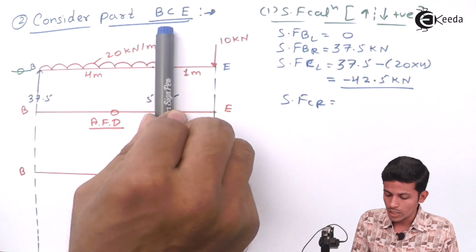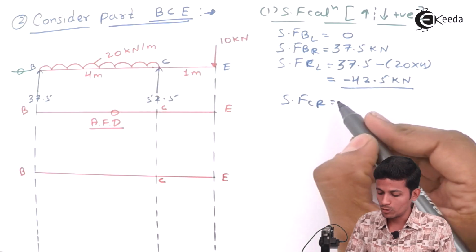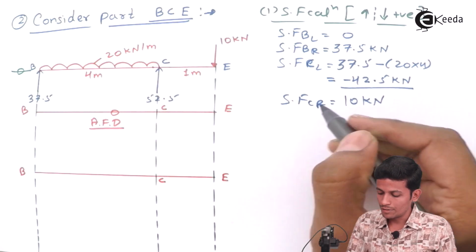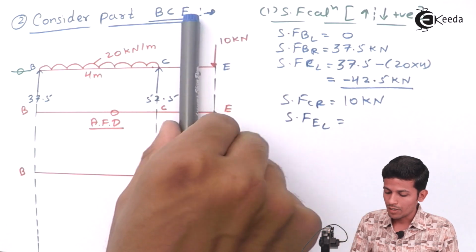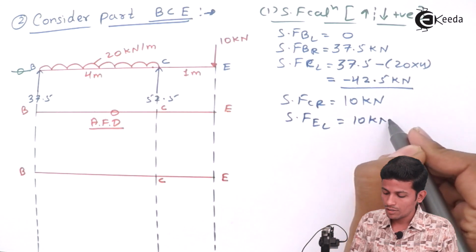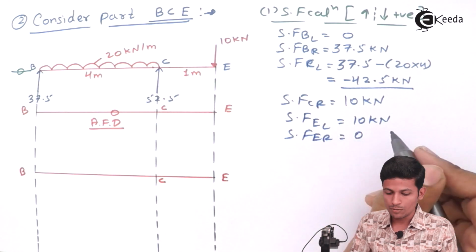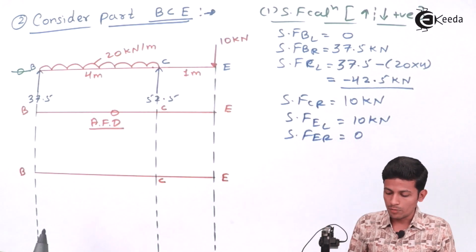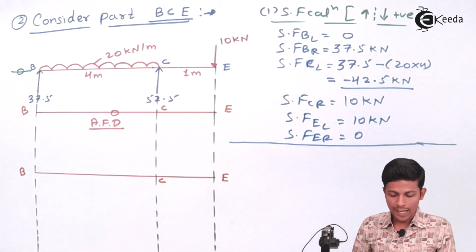Now you are taking the section over here and you are seeing this side downward comes positive, so this is 10 kilonewton. Now shear force E at left will be 10 kilonewton. Shear force E at right will be 0. Okay, now we have done with this part. Now draw the diagram first.